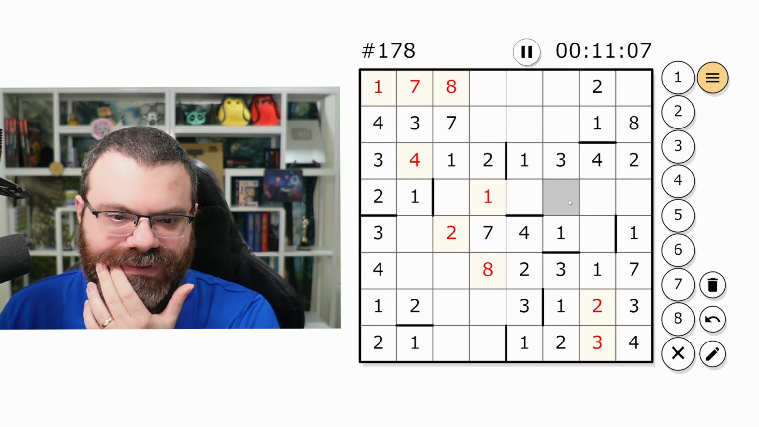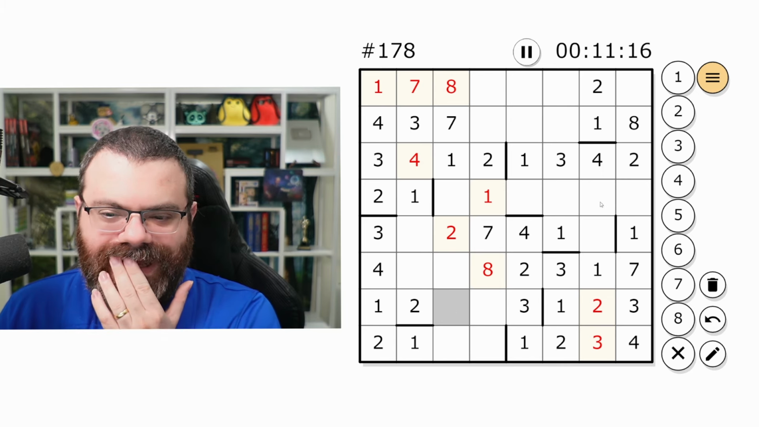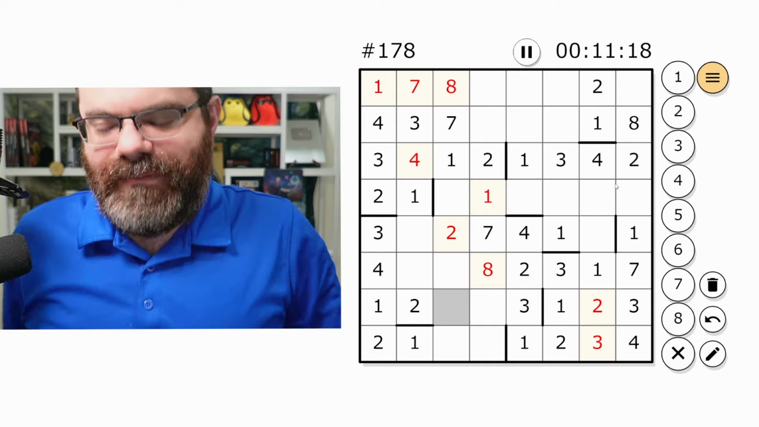I guess we could look at 4s then. This column needs a 4. Could be here, could be here. This is 4, 5. Darn. I really don't want a pencil, but I think I might have to.